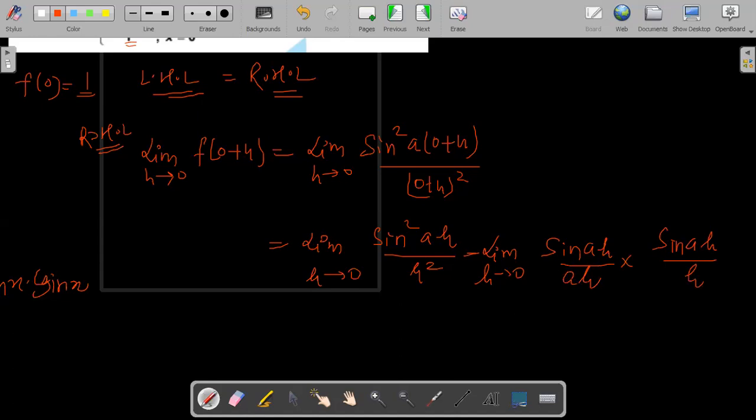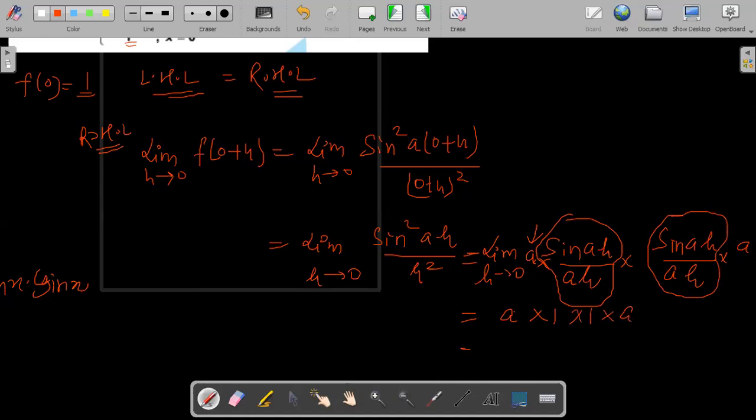You can write a in the denominator and you can multiply, because sine ah upon h will give you 1. So here as well, when you apply the limit, this is your a. You cannot apply limit over this portion because a does not have any h associated with it. So sine ah upon ah, limit h tends to 0 will give you 1. This is sine ah upon h will give you 1 into a. So this is a into a, a square.